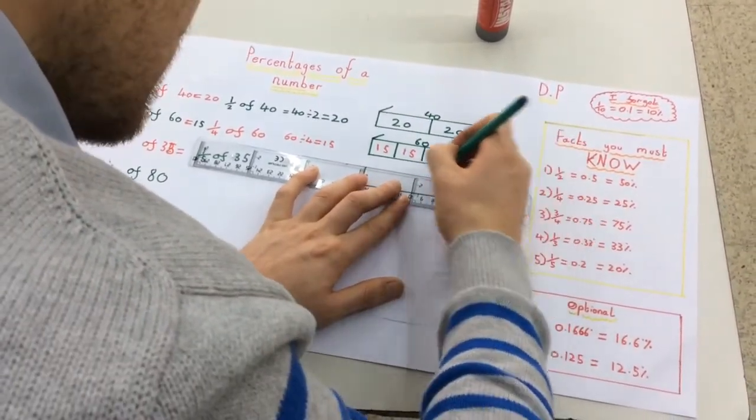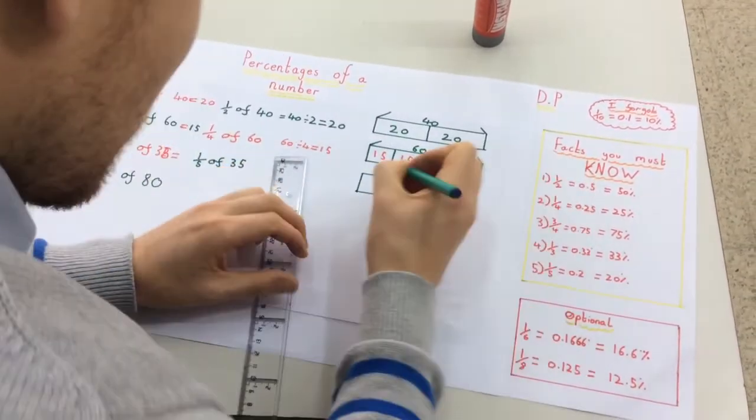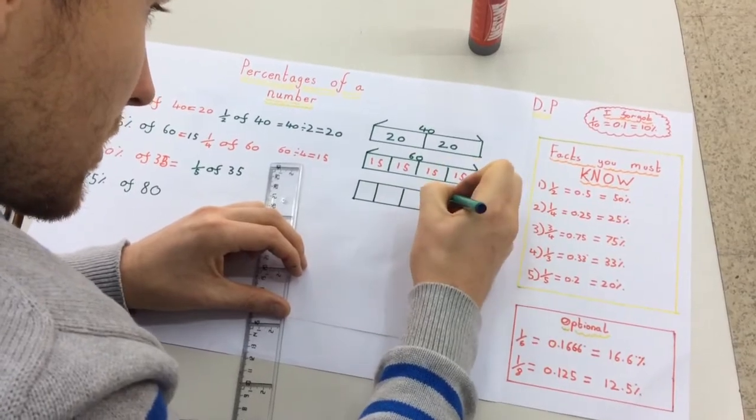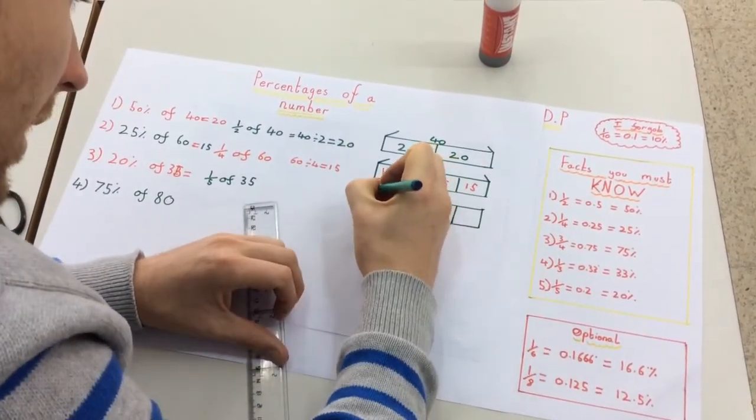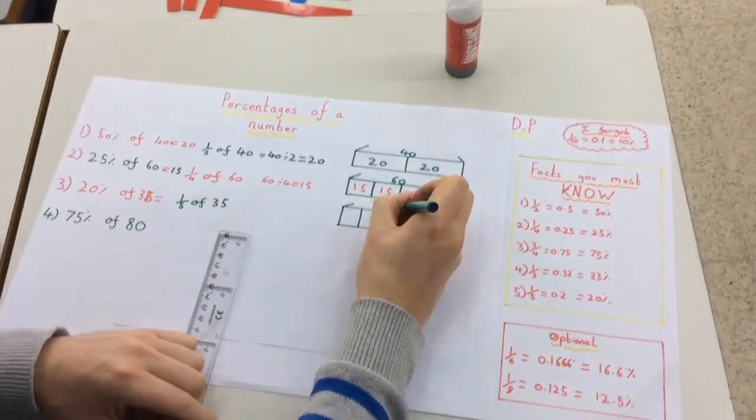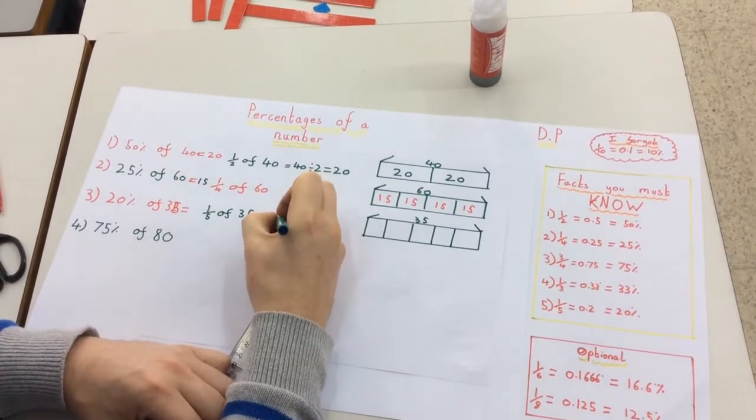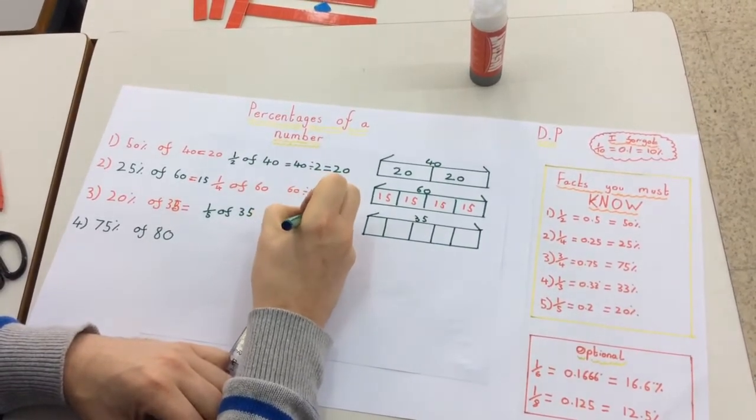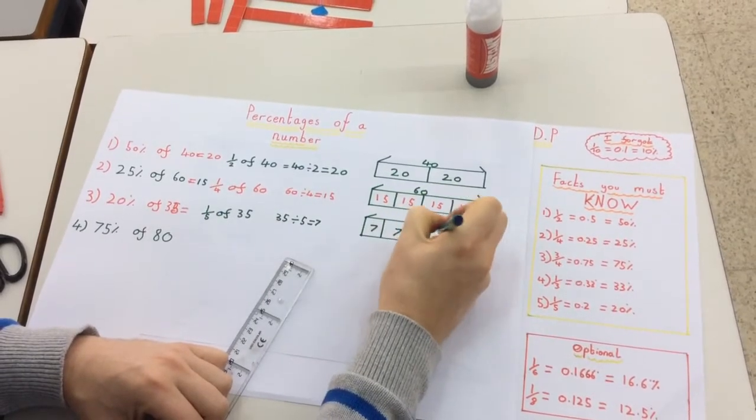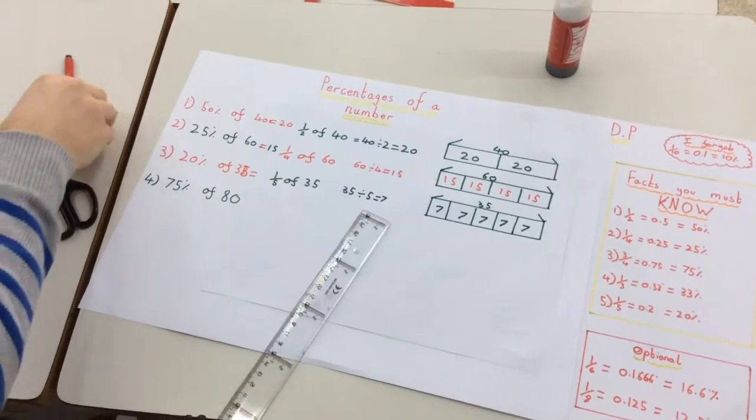equal parts. 5 equal parts. 1, 2, 3, 4, 5. My whole is 35. To find what one part is, I'm going to do 35 divided by 5, which equals 7. So 20% of 35 equals 7.